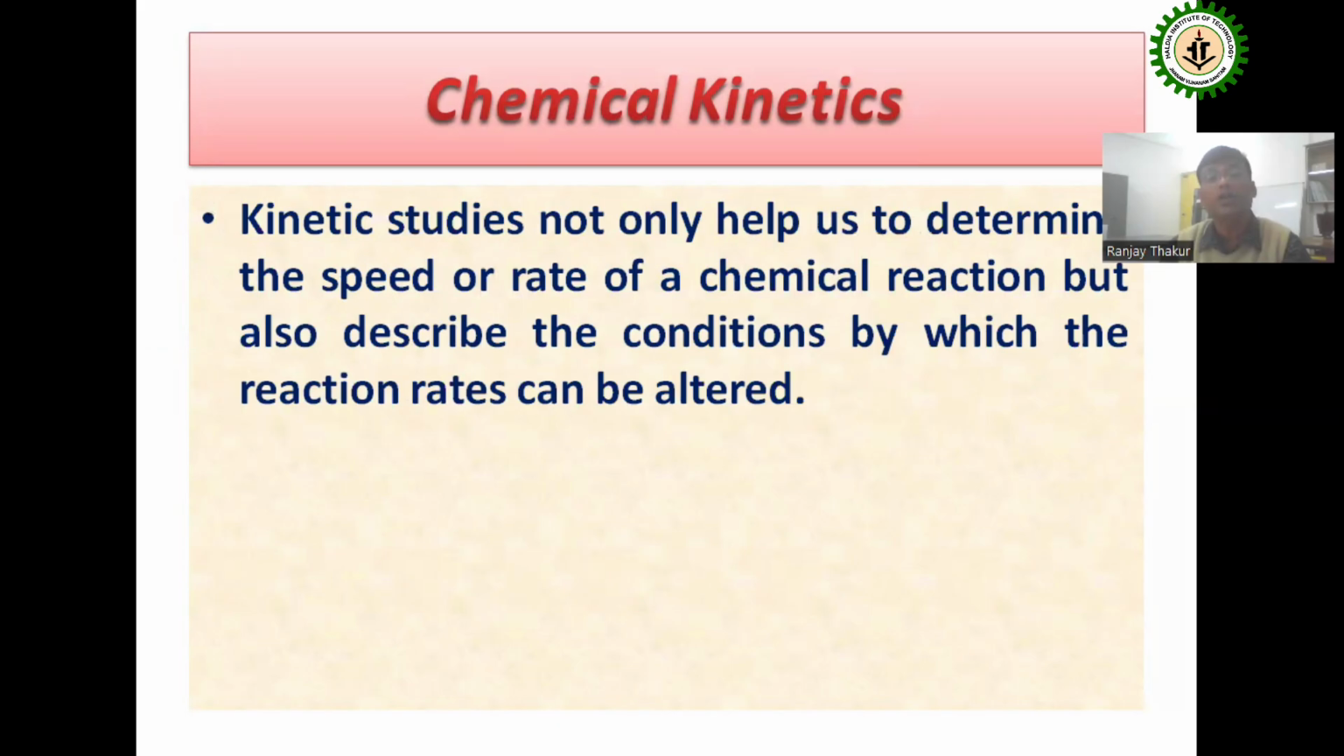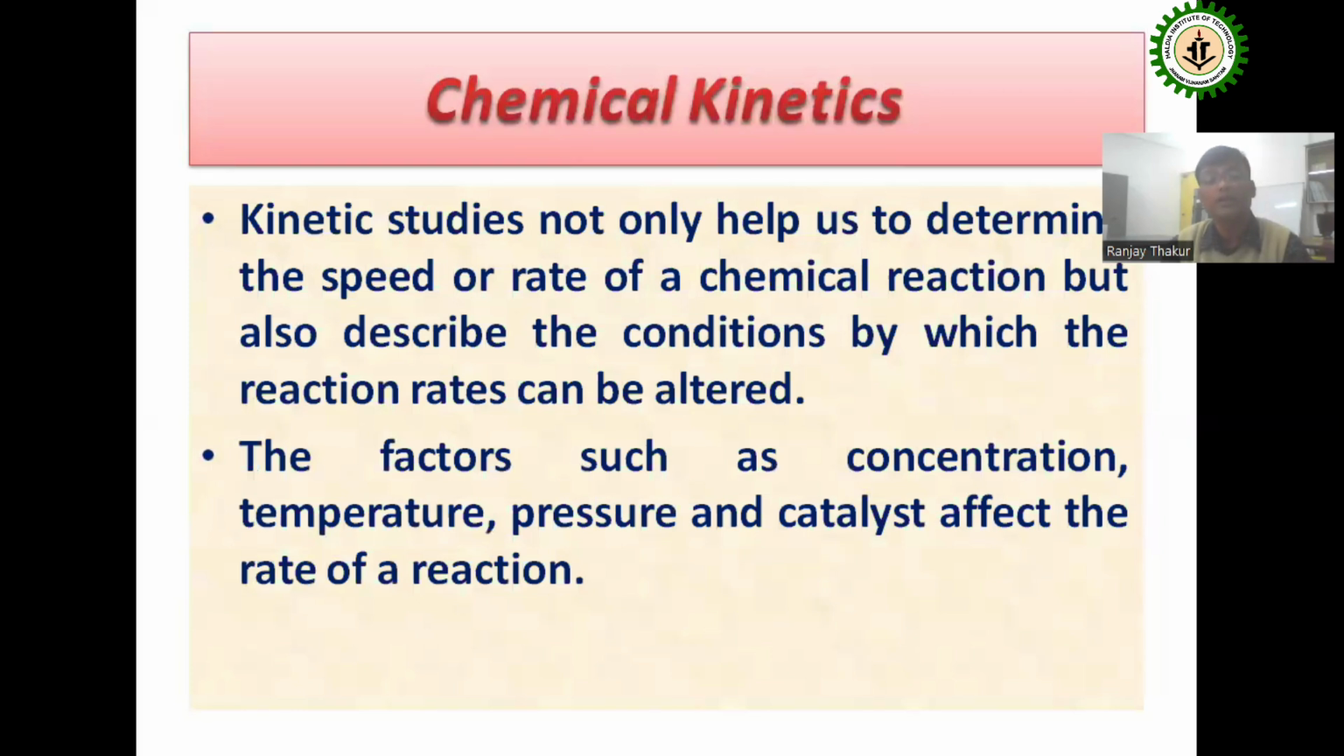Now kinetic studies not only help us to determine the speed or rate of chemical reaction, but also describe the conditions by which the reaction rates can be altered. There are a lot of factors influencing the rate of reaction, like temperature, concentration of reactant, and catalyst. Along with the rate of reaction, we also have to discuss these factors in this lecture. Factors such as concentration, temperature, pressure, and catalyst affect the rate of reaction.